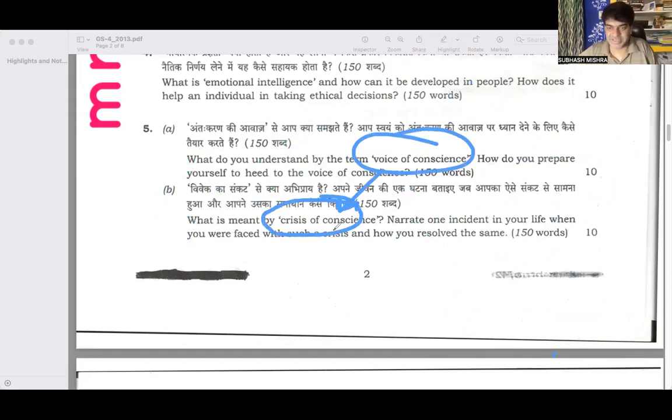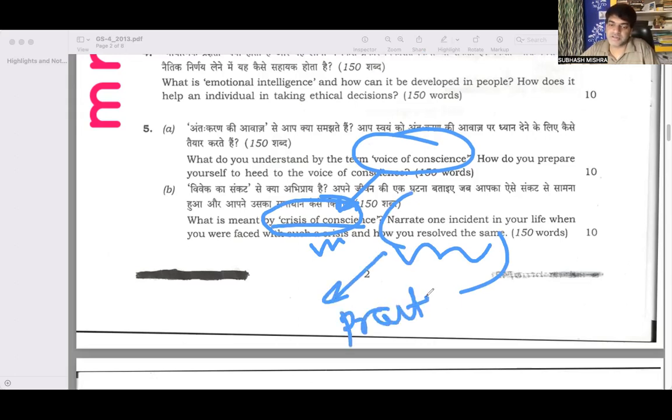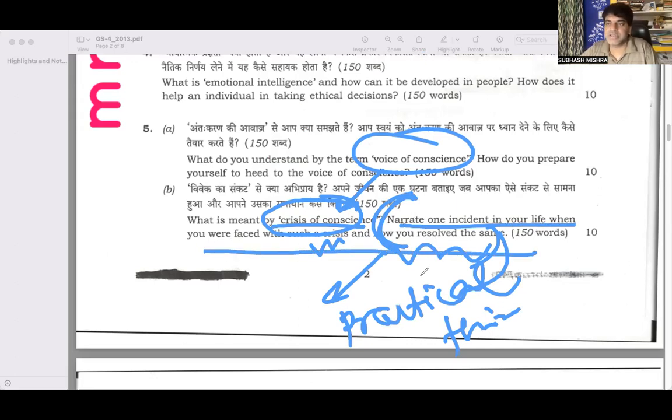Crisis of conscience is against voice of conscience. You see, they lethargically made the question at the start. 2013 was the first paper they made: crisis of conscience. Narrate one incident in your life when you were faced with such a crisis and how you resolved it. Are you seeing that? They are interested in practical things more, right? And now they are not literally repeating it, because they have written it again and again. So you have to write your own practical life example.